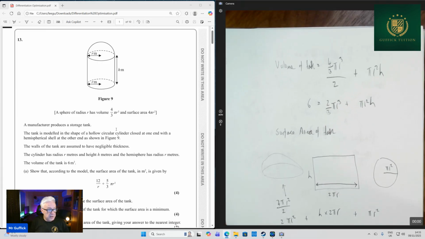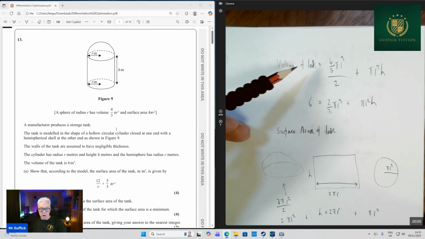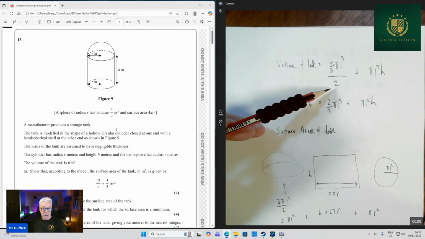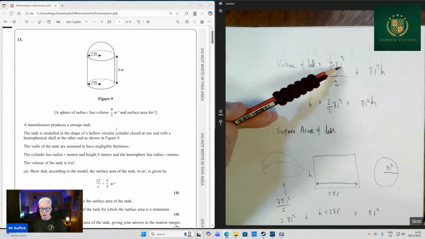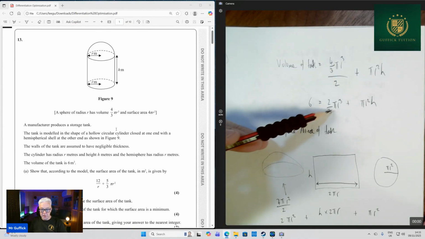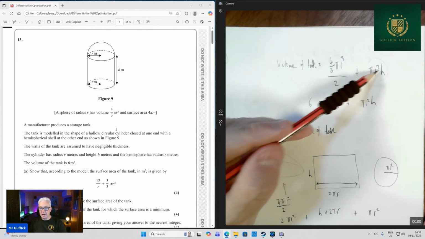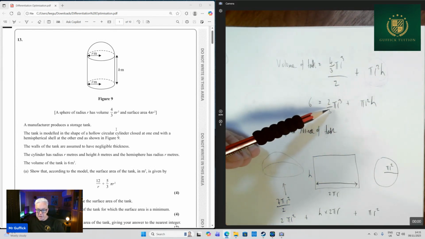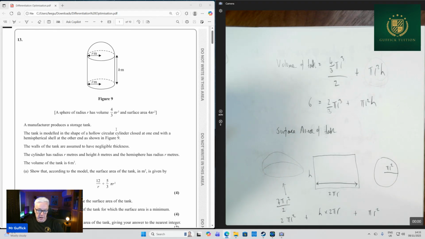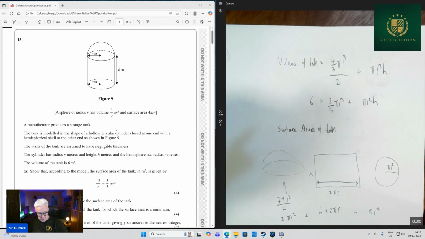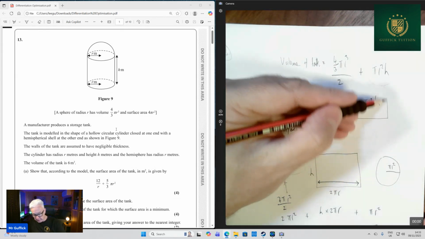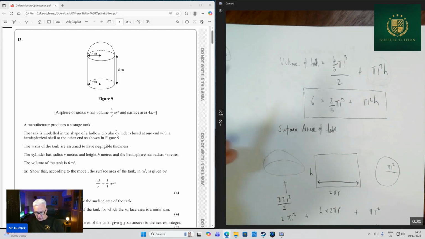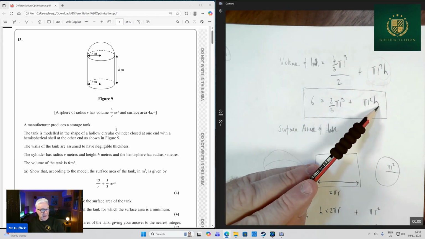So let's have a look at the volume of the tank. What have we got? We've got the hemispherical shell, which is half of a sphere, so 4/3 pi r cubed divided by 2, which is 2/3 pi r cubed. And then we've got the cylinder, which is pi r squared h. So that is going to be 2/3 pi r cubed plus pi r squared h. We add those two things together to find an expression for the volume of the tank. I'm just going to park that result, because we've got an expression for the volume, but it's in terms of r and h.